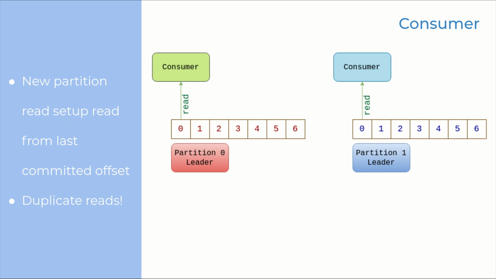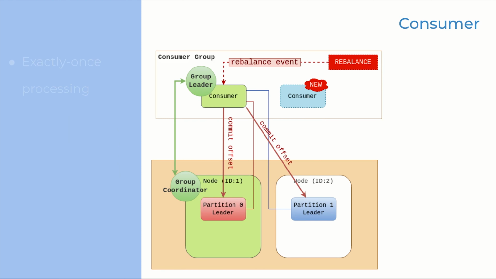According to this example, none of the offsets are committed, so it will start to read from the 0th index. And this is what we call duplicate reads. On partition 0, records 0, 1, 2, 3 will be read again, and on partition 1, records 0 and 1 will be read again. So those are duplicate reads. So how can we avoid this? To avoid this, we need to follow an exactly-once processing mechanism, which means we need to commit whatever pending offsets before the rebalancing actually happens.